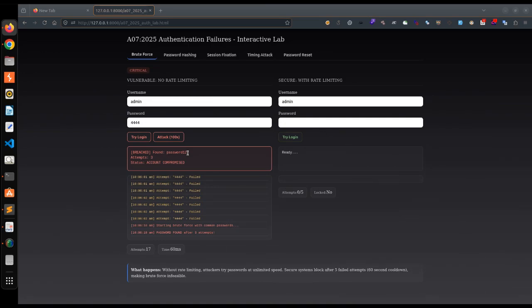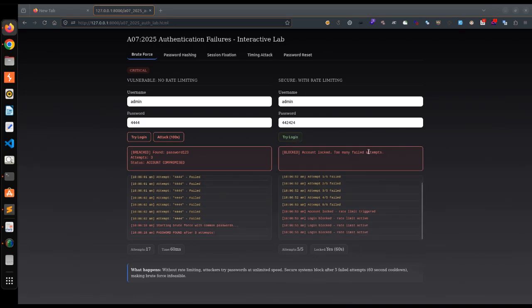Now look at the secure site. Same attacker, right? But now there is rate limiting, 5 attempts per minute, to try the same attack. And what happened? You can see the account locks after 5 failed attempts, and now the attacker needs to wait 60 seconds, and they can try again, get locked again, try again and locked again. It completely defeats brute force. You could have a billion passwords, but if you can only try 5 per minute, mathematically it's infeasible.